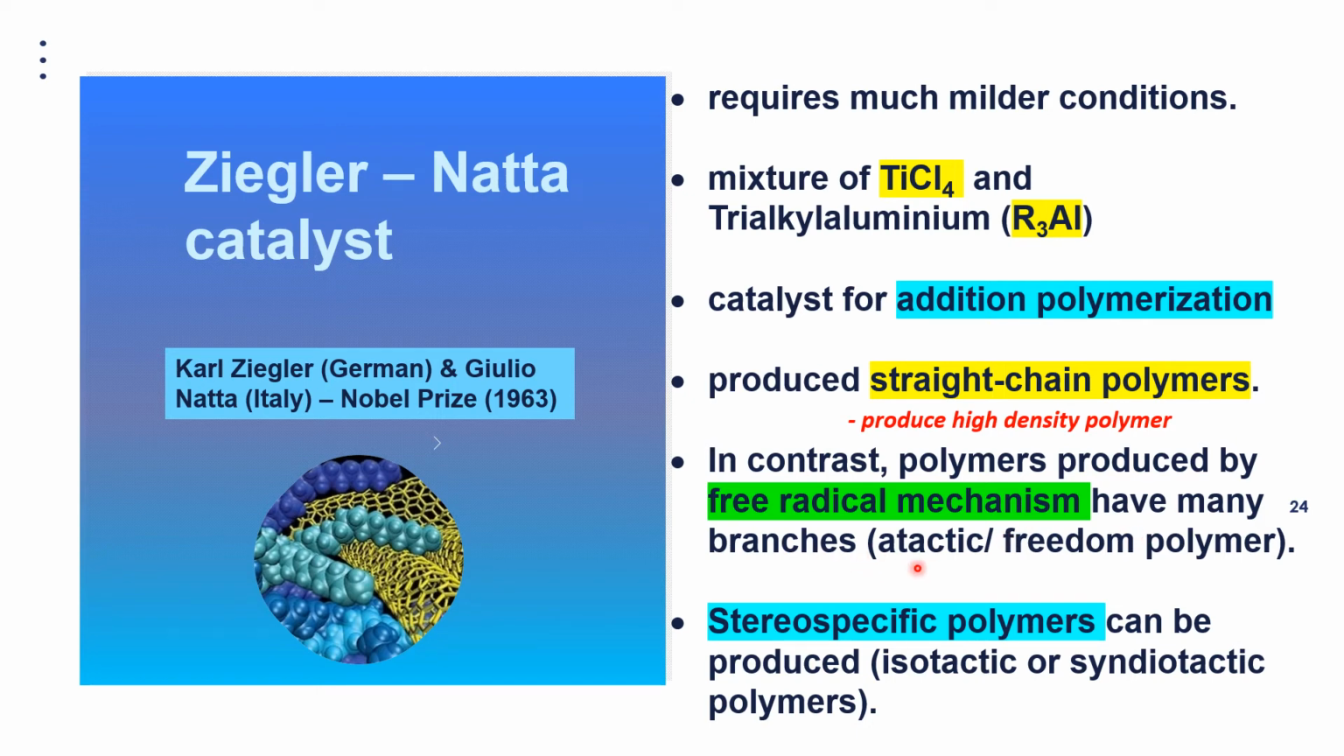The polymer formed is called isotactic polymer. So addition polymerization using the Ziegler-Natta catalyst will produce stereospecific polymers, for example isotactic or syndiotactic polymers. We will look at the next slide. What is meant by isotactic, syndiotactic, and atactic polymers?